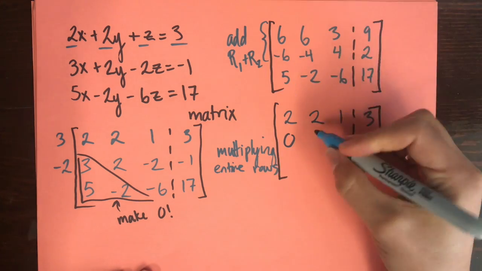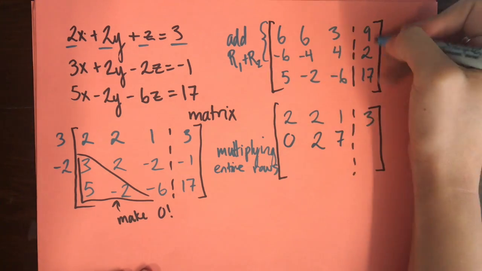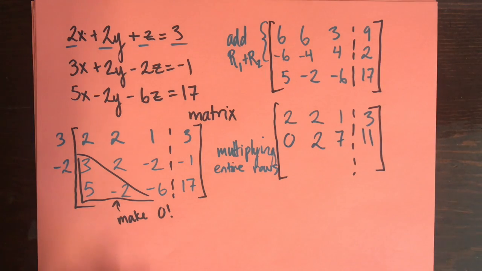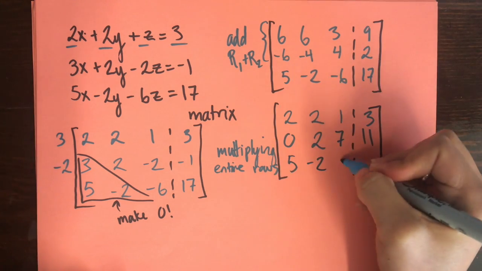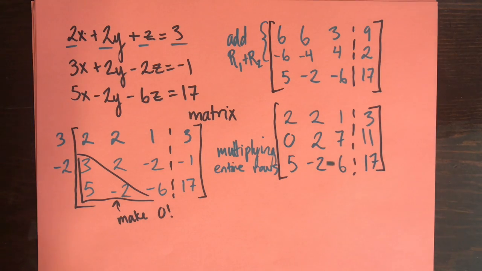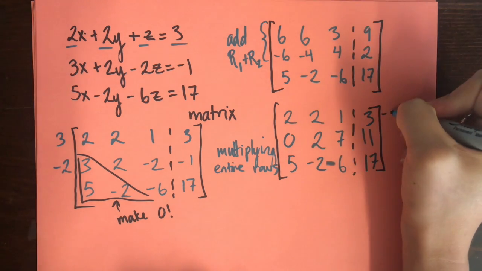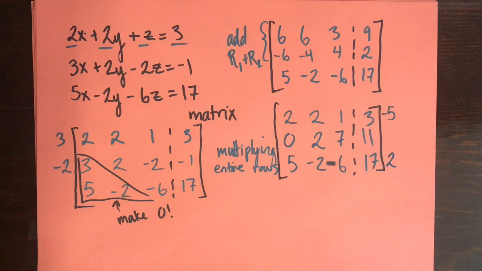Now the middle row is going to be 0, 2, 7, and 11 after I add row 1 and row 2. And then I'm going to rewrite row 3 just as it was. I forgot a negative there, so just as a reminder, I'm putting the negative back there. It's going to disappear later.